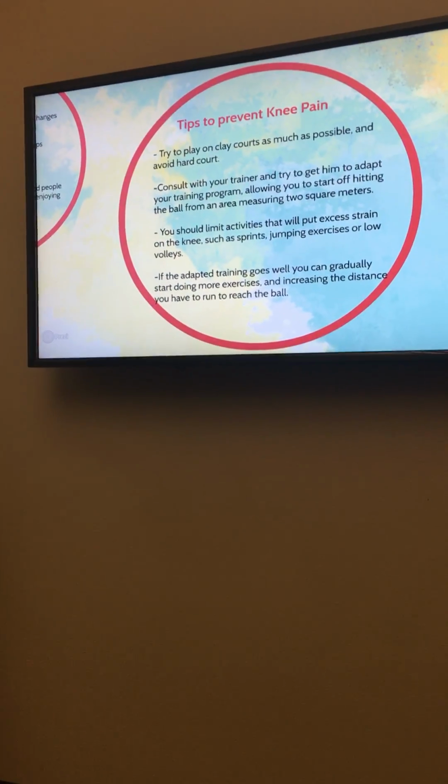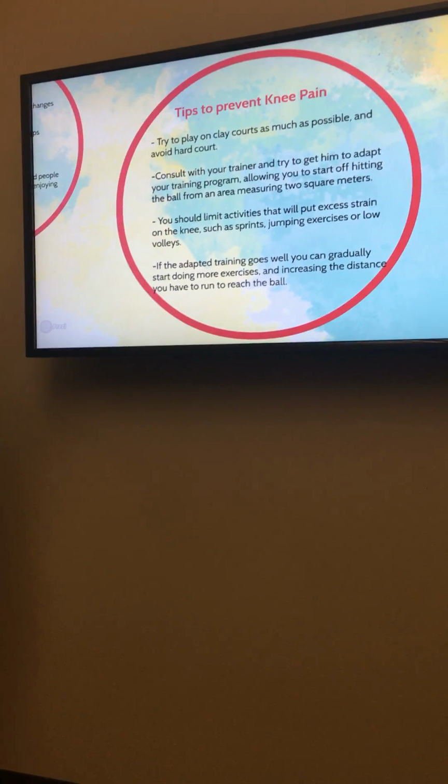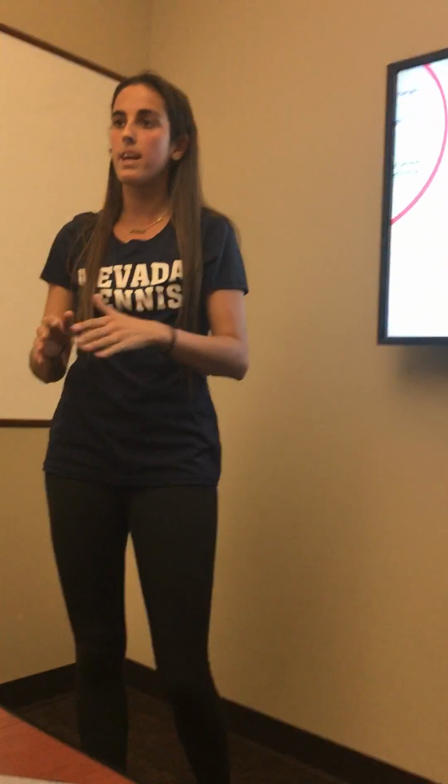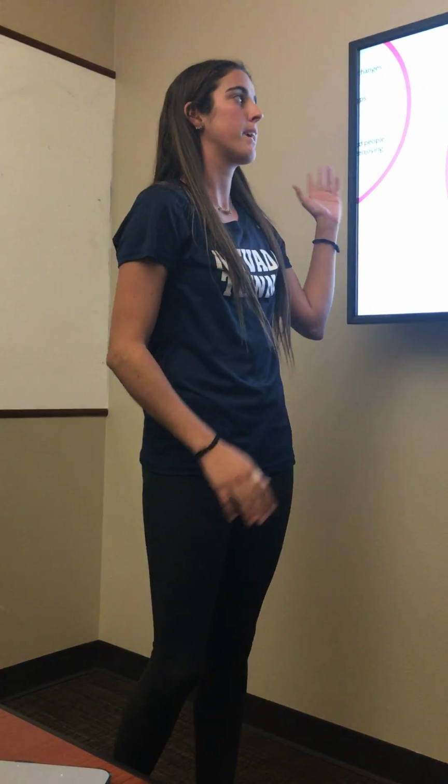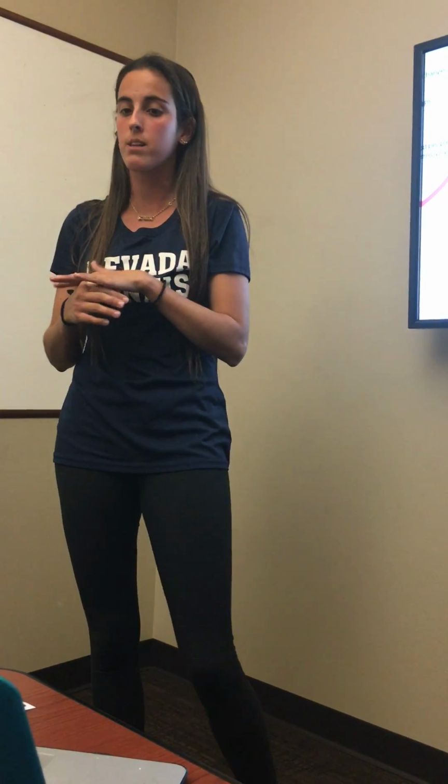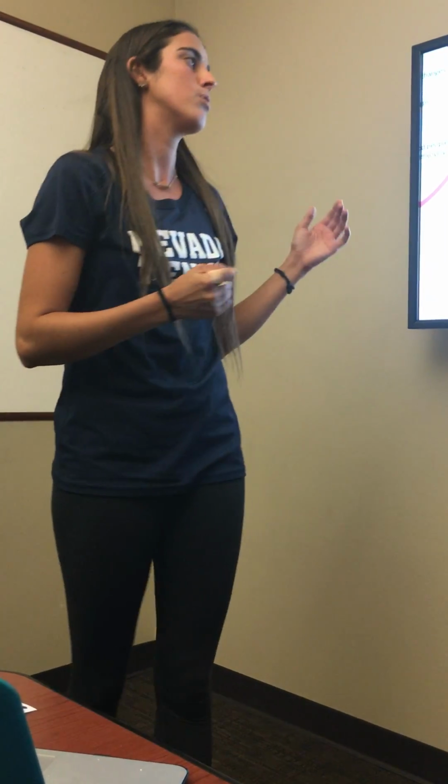Some tips to prevent knee pain. It's really important to consider the surface of the court. It's much better to play on clay courts than on hard courts, because you are going to avoid impact with your knee. Also, your trainer or your coach should do a program where you adapt the exercises that you should do when you are suffering this injury. And once you are getting better and recovering, you can start including in your plan some exercises, moving more side to side.